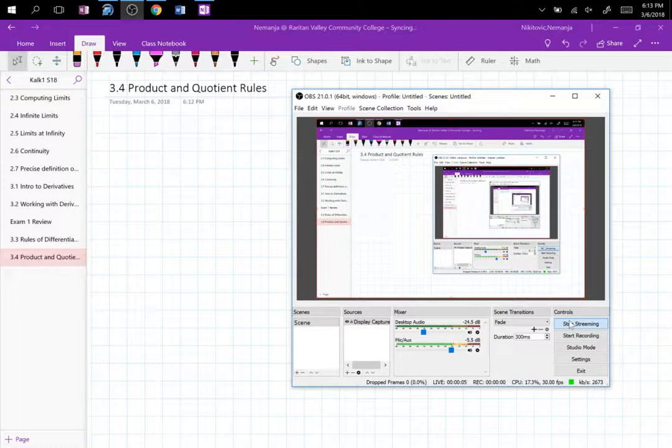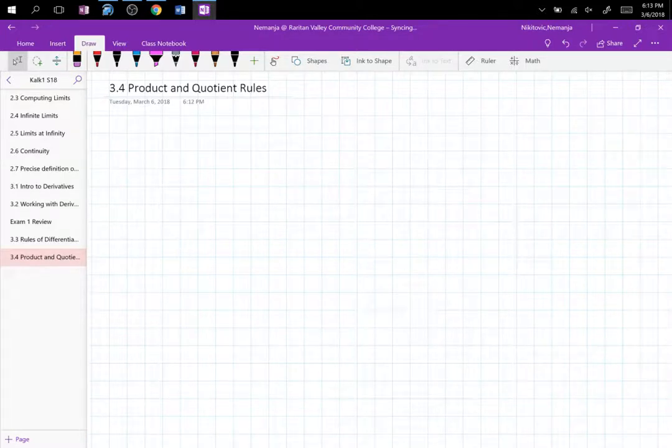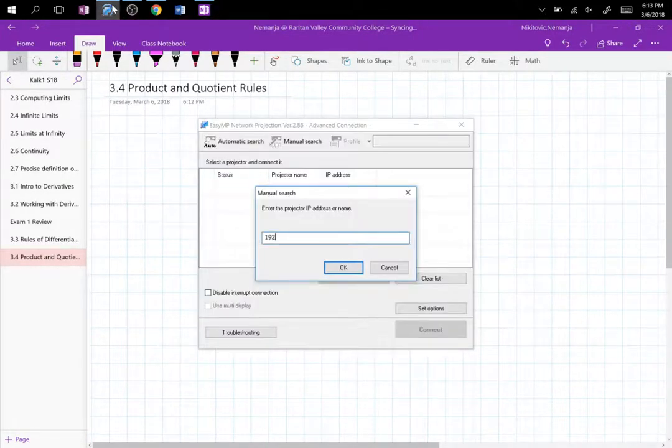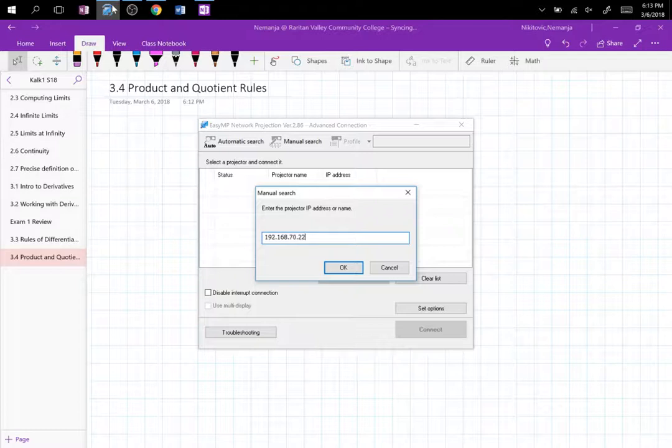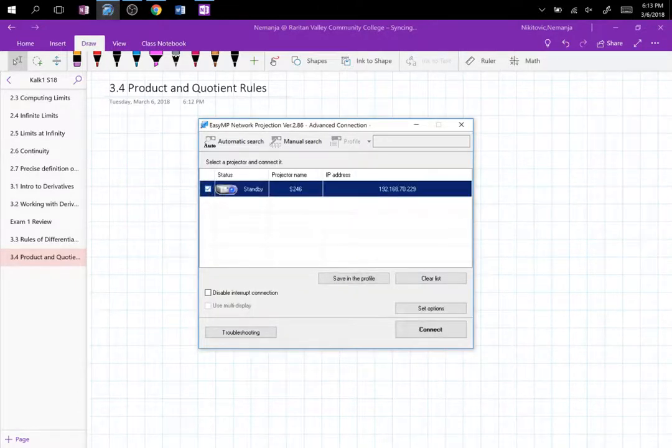Hello and welcome back to Calculus 1, section 3.4, product and quotient rule. Oh, you can't see it yet. That's fine. We fixed it. Now you can see it.